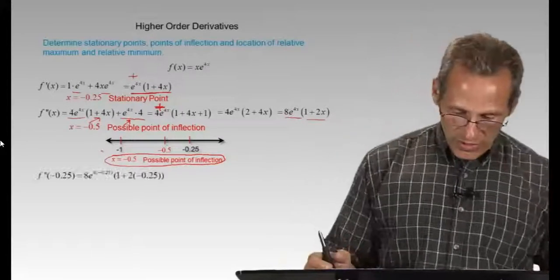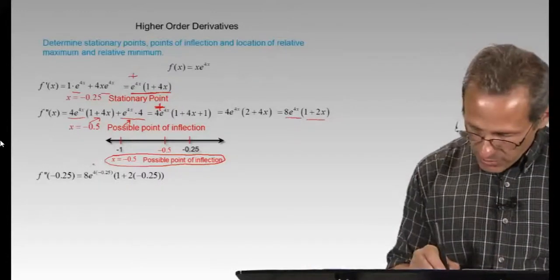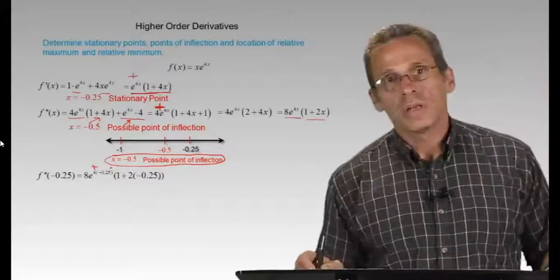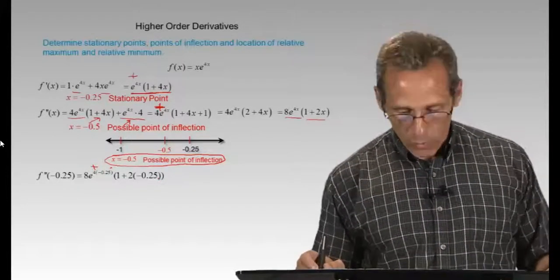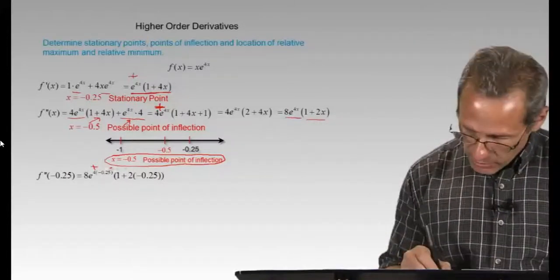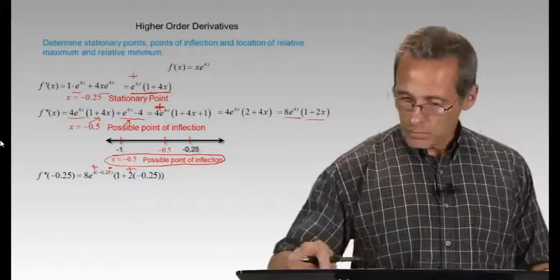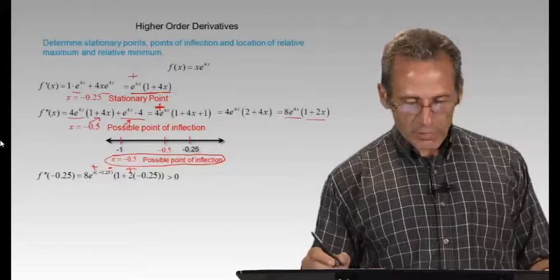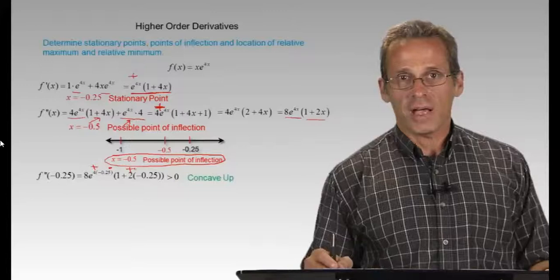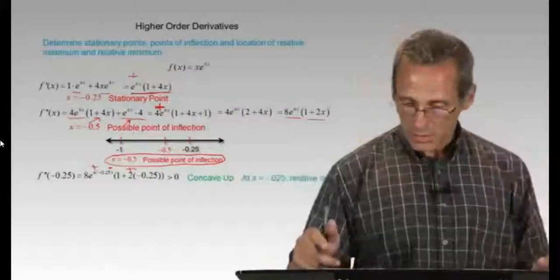So I evaluate the second derivative at negative 0.25, and I find that I have a positive number times 1 plus, now 1/4 of 2 is 1/2. So I have 1 plus negative 1/2. And that value that I'm multiplying by is positive. So when I'm done, I can just say to myself, okay, for the stationary point, I know because the graph is concave up, I can see a U-shape. I must have a U-shape. I must have a relative minimum.